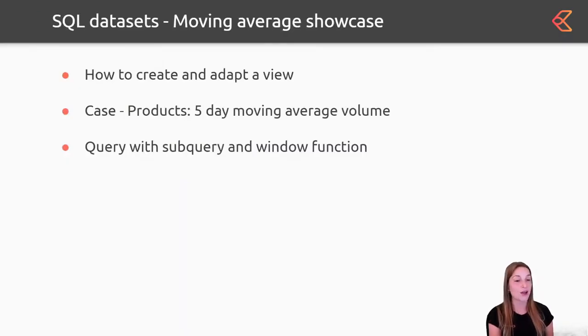The example will be about a moving average volume for products. I will show you how to create this view and how to adapt it. In our example, we will use a subquery and also a window function to create the moving average over 5 days.